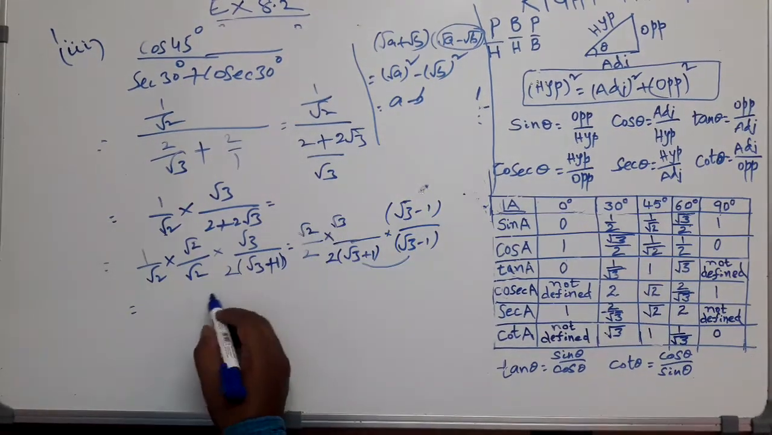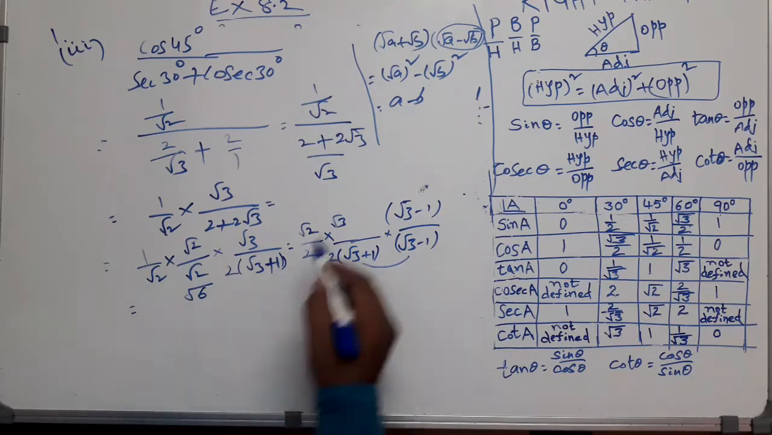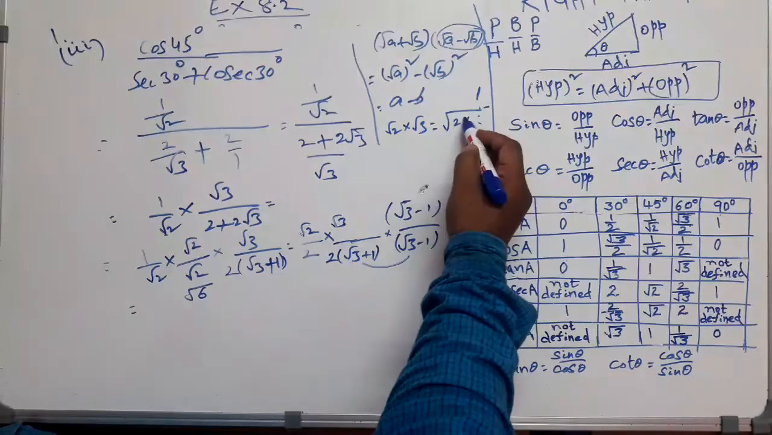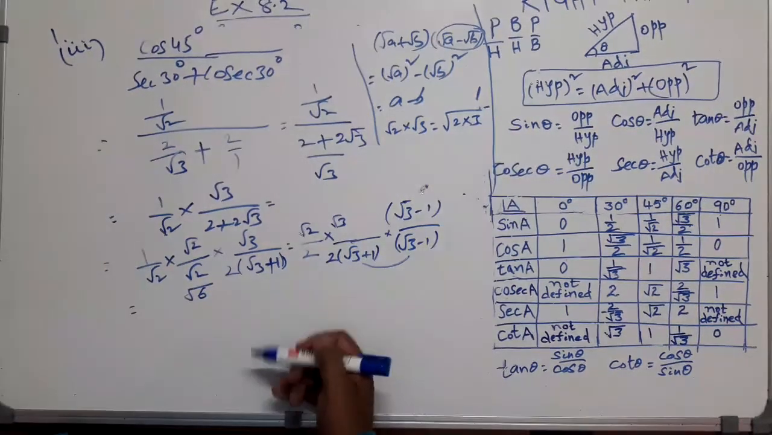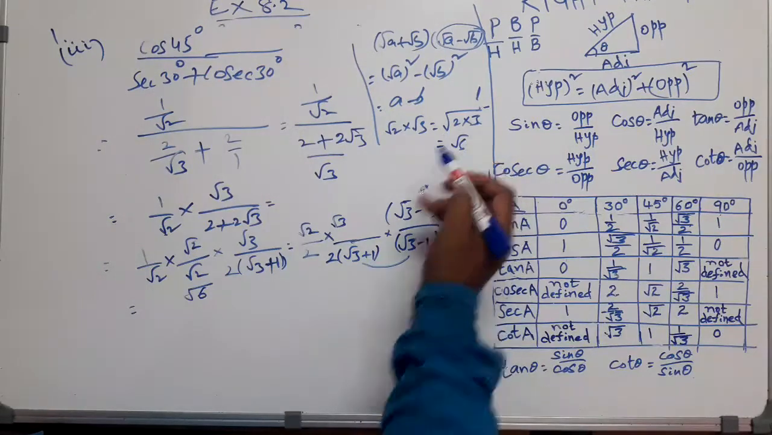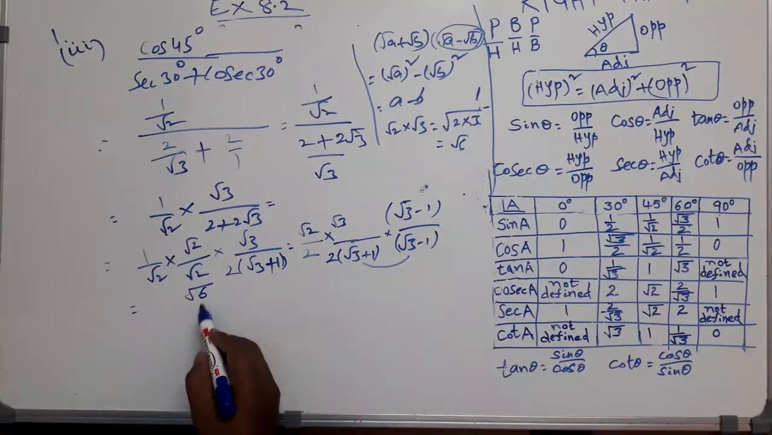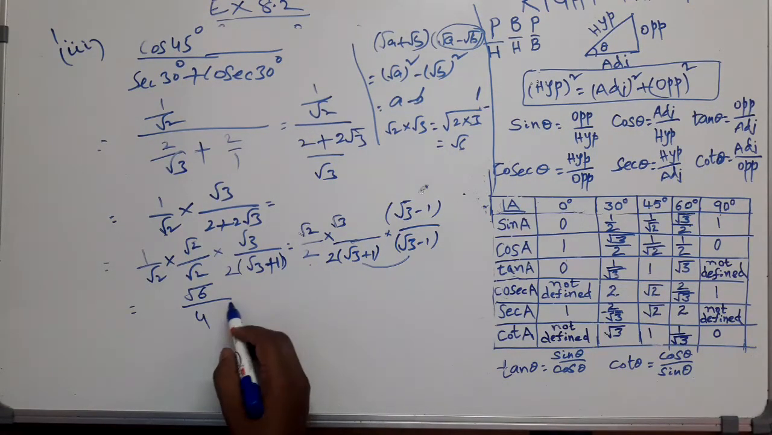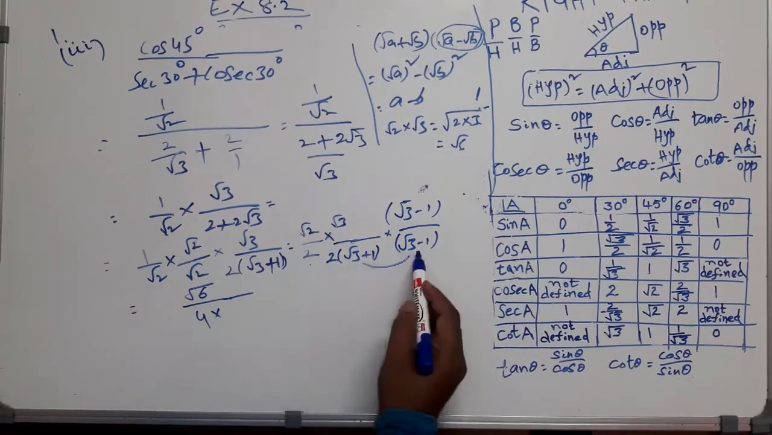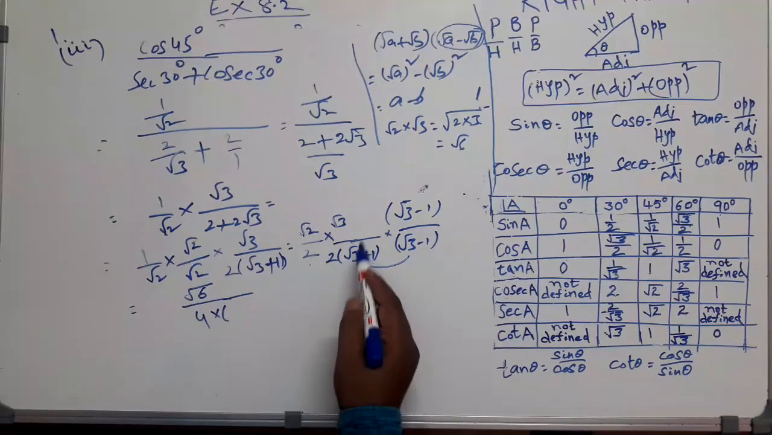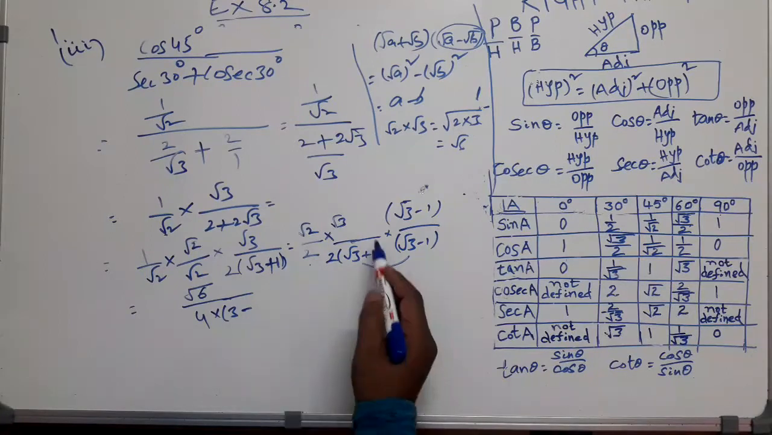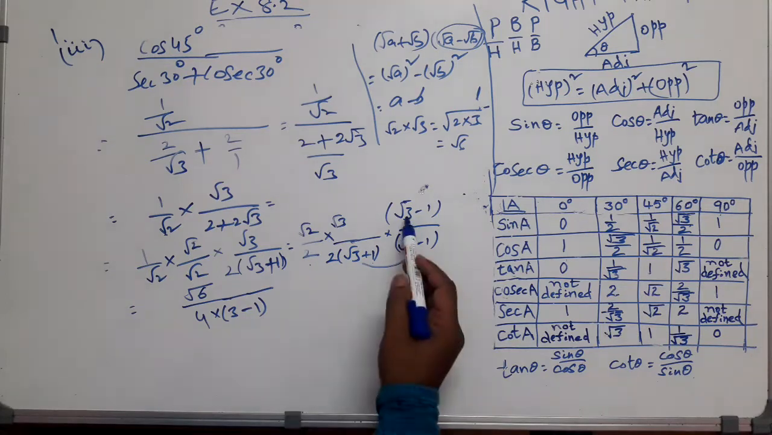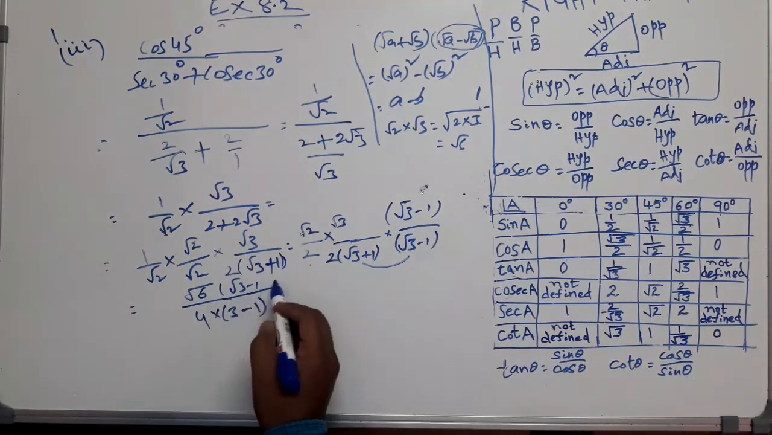Now see this. Root 2 into root 3, of course that can be written as root 6. Can you see that? Root 2 multiplied by root 3 is root of 2 into 3, that is root 6, right? So this is root 6 upon 2 multiplied by 2 is 4, multiplied by a plus b into a minus b, a square minus b square. So root 3 whole square is 3, minus 1 square is 1. So this part became this one. Now this part is remaining here. This is root 3 minus 1.